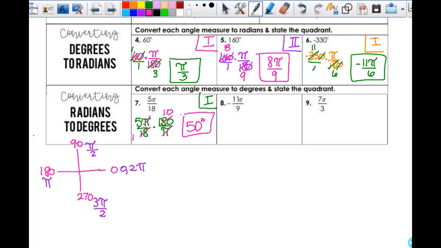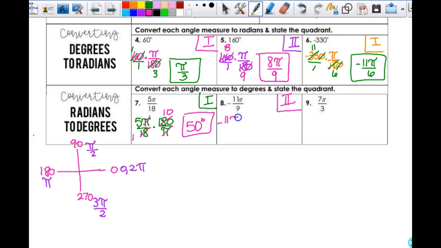So negative 11 pi over 9. What quadrant do you think that would be in? Second, because if I'm here and it's negative, this would be pi, which would be 9 pi over 9, right? So I just have a little bit more to go, and I'd be in the second quadrant. Okay, good.